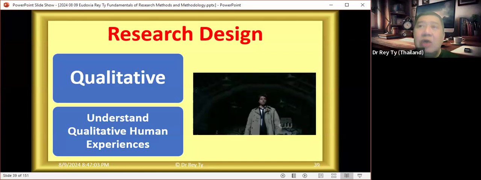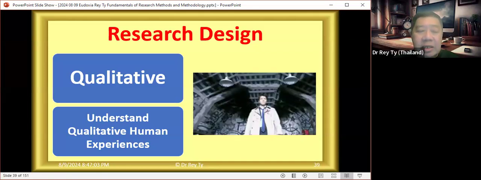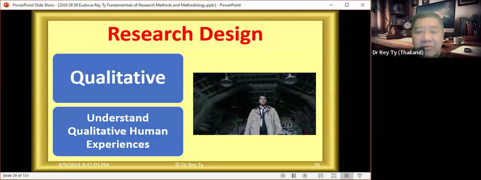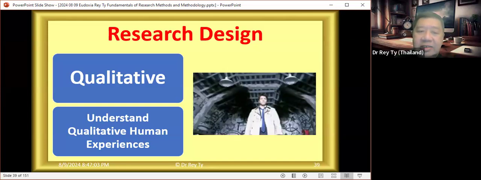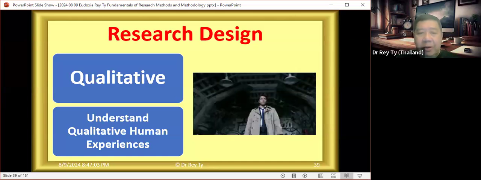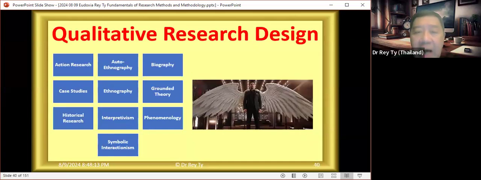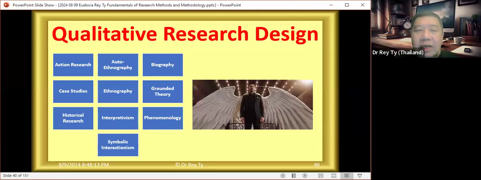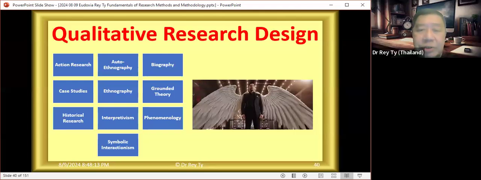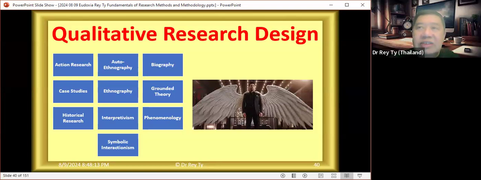Sometimes you do job shadowing. That means you do as they do. It's like you are an employee yourself. So in qualitative design, you want to know the lived experiences of people. And these are some of the specific qualitative research designs. Action research. You want to do something.